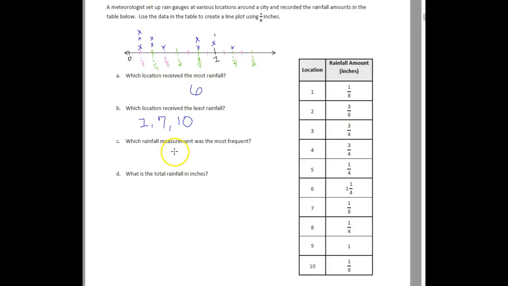Which rainfall measurement was the most frequent? Well, which one showed up the most? This one got 3 of them. So it was 1/8 is the one that got the most repeated in our locations.